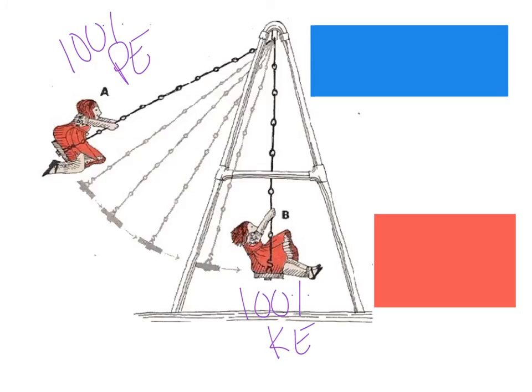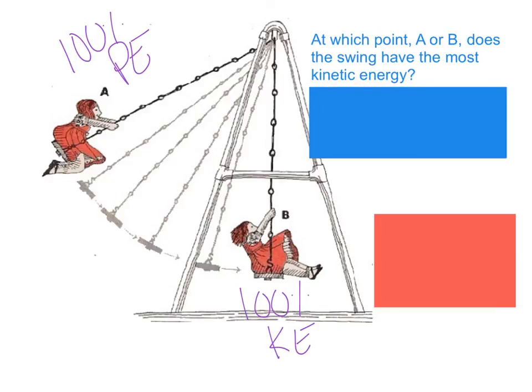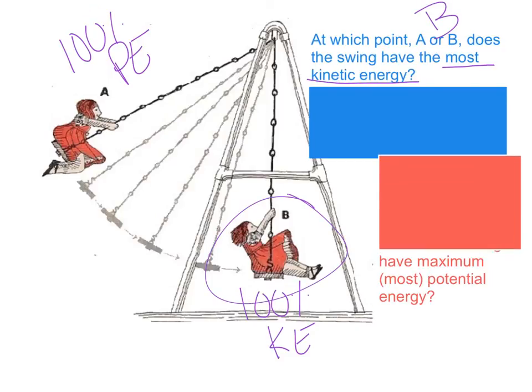So now let's answer two questions here. Question 1, at which point, A or B, does the swing have the most kinetic energy? So if we labeled our swing already, we should be able to answer this very quickly. Which one has the most kinetic energy? Great job. At point B, right here. Let's look at the next question.